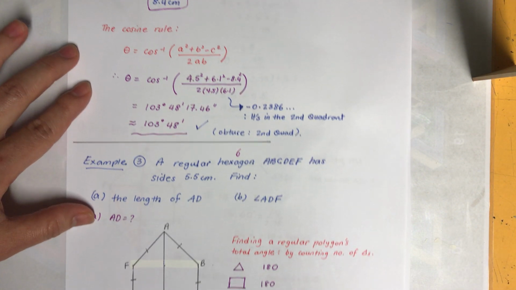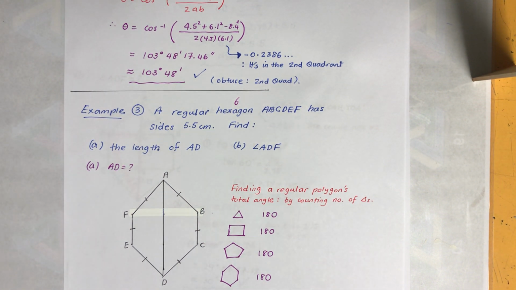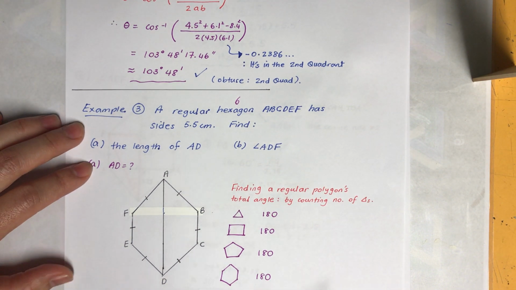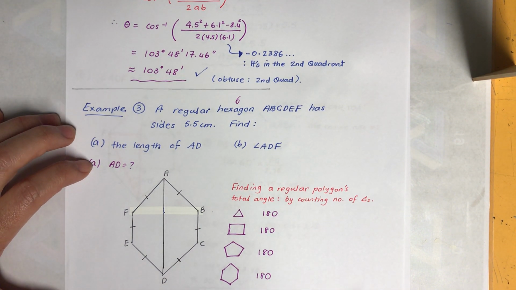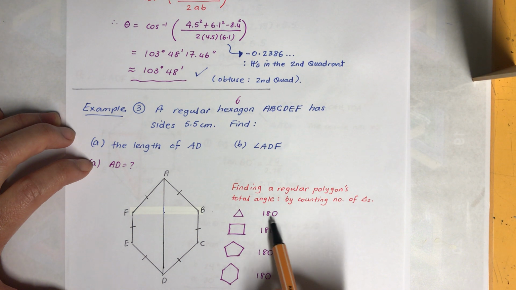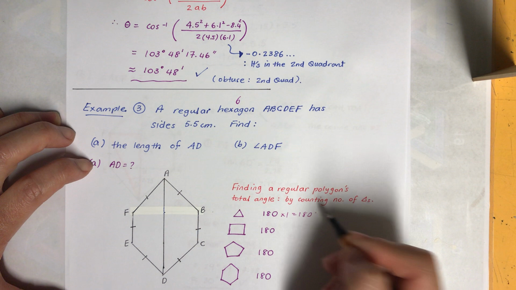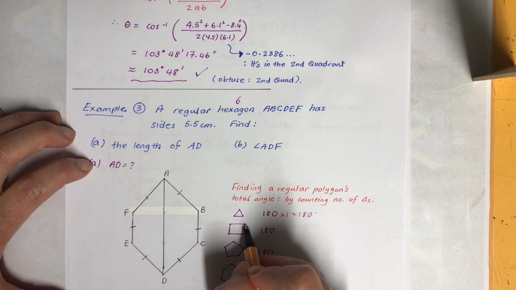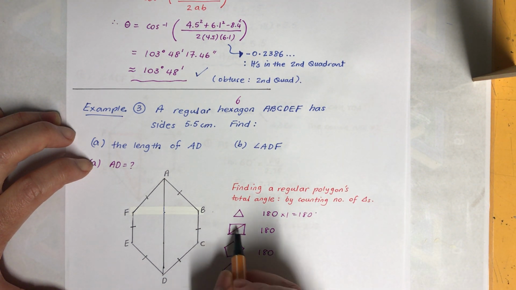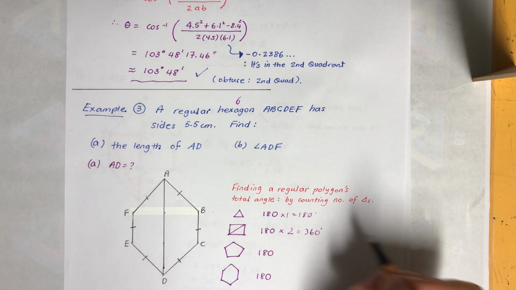Okay, so I sketched the hexagon. And now you're probably wondering how do I find the total angle of a regular polygon? It's counted by how many triangles. One triangle is just 1, so 180. Okay, that's not a problem. Times by 1 equals 180. Now, with a rectangle, quadrilateral, you get 2 triangles, yeah, times by 2, so 360.